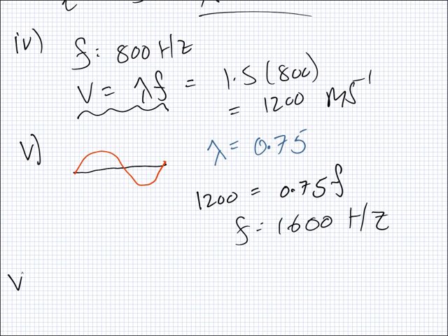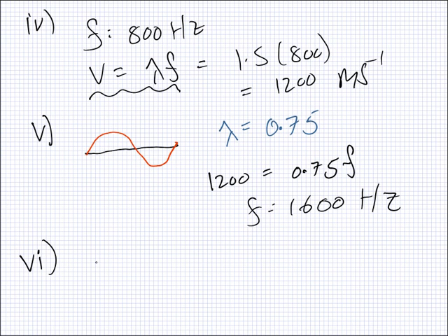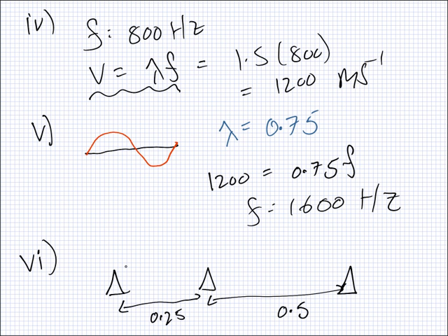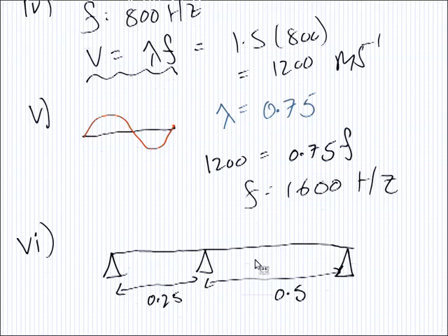Okay, next. The third bridge is added in order to produce a node at the distance of 0.25 meters from the end of the string. Okay, hang on. So that's 0.25. So then it means that this guy here must be 0.5. So it looks like this now. Cool. Okay. Go on.